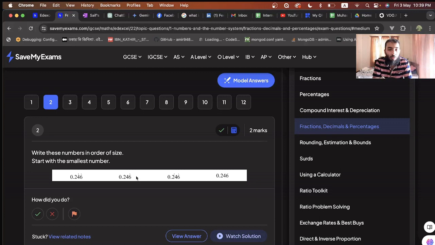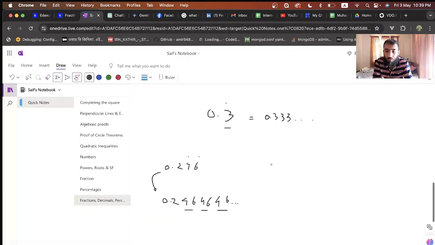Then the second number is 0.246 with only a dot given over 6. So this is a number that will have a recurring pattern over what? 0.24, and this 6 will repeat itself: 6, 6, 6, and so on. So this is the second number.